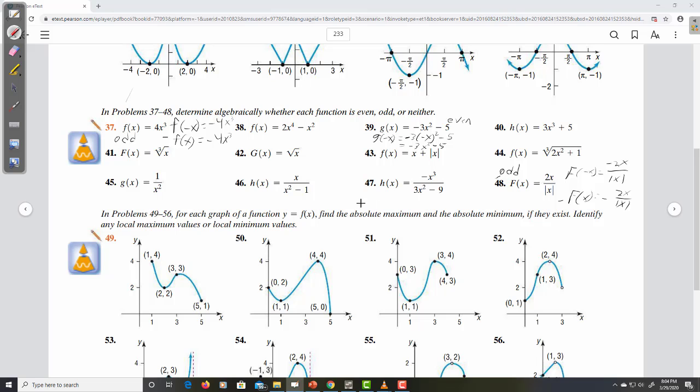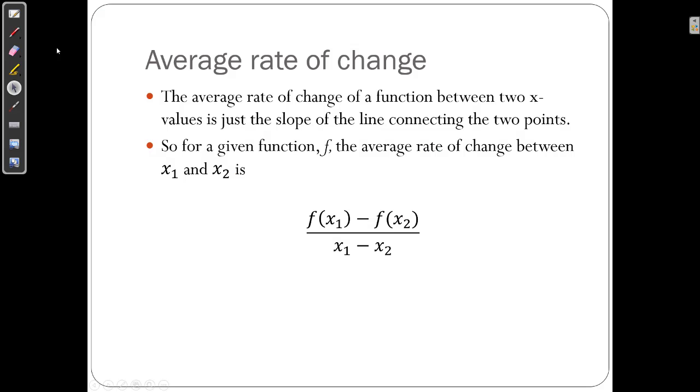But we're going to move on to our last topic of this section. We're going to talk about average rate of change. Here's the definition. The average rate of change of a function between two x values is just the slope of the line connecting the 2 points. So if I've got some kind of function, let's say I got, say, a parabola.